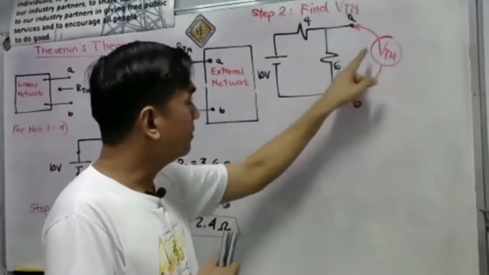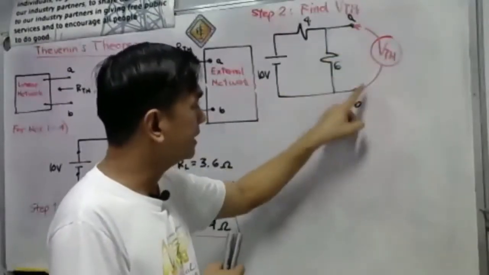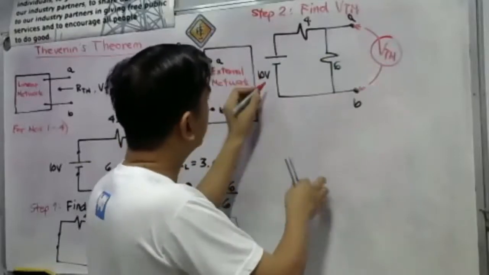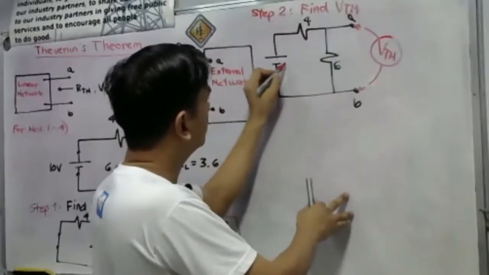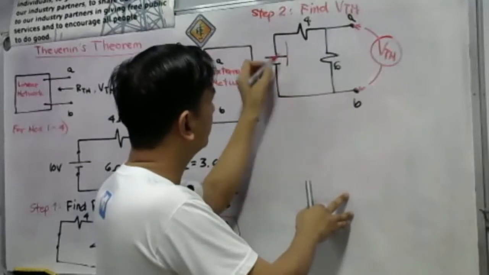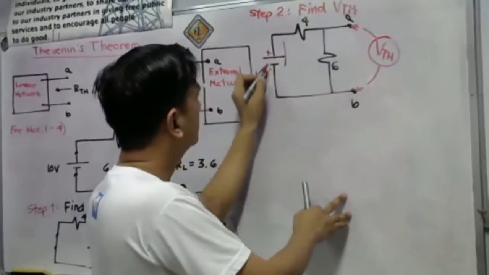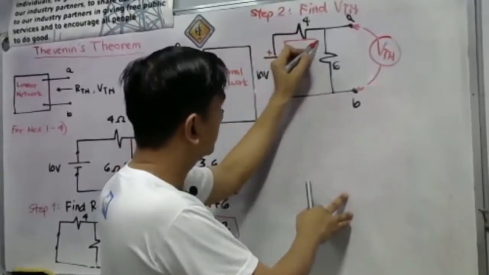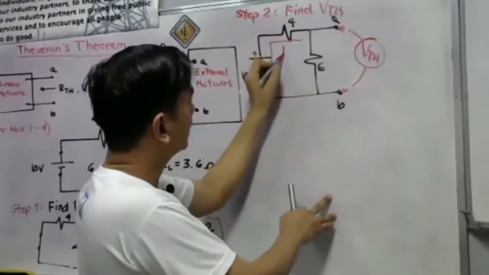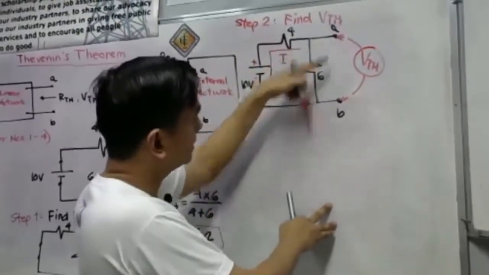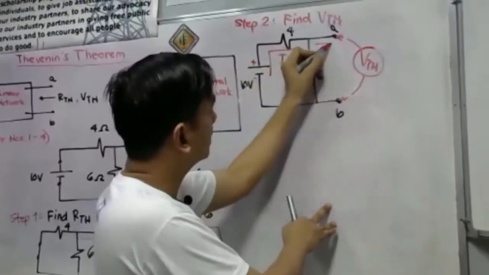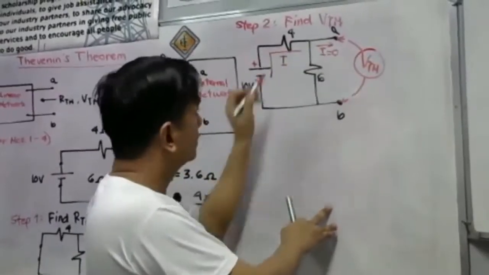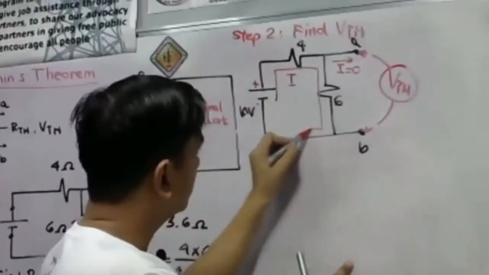Remember, this is open circuit. If that is an open circuit, there will be a current that will be delivered by the 10 volt source on this direction, the conventional way, from positive to negative. Take note, this will be our current. Since this is open circuited, there will be no more current flowing here. The current here is actually 0. So our current will just flow in this direction.